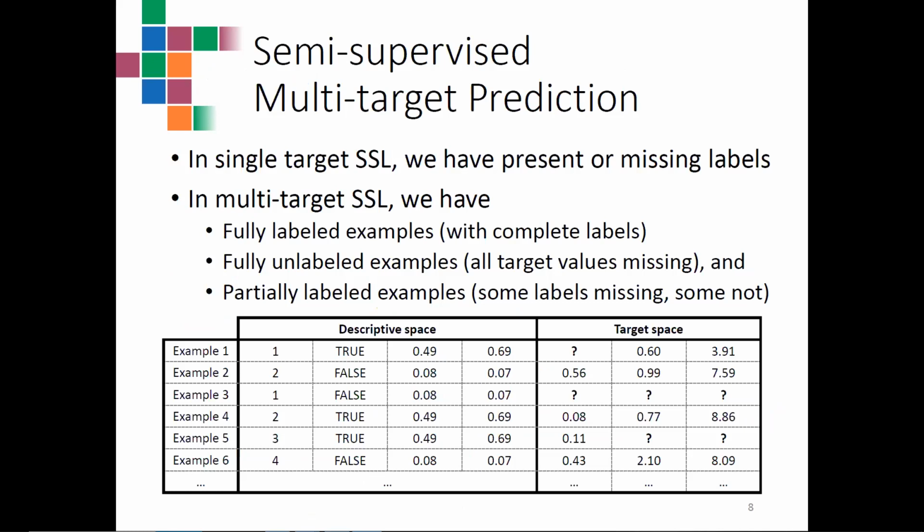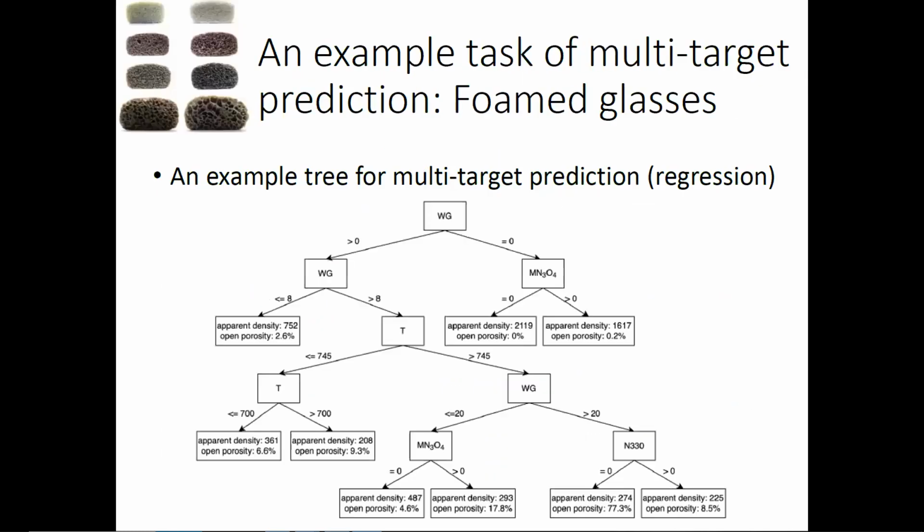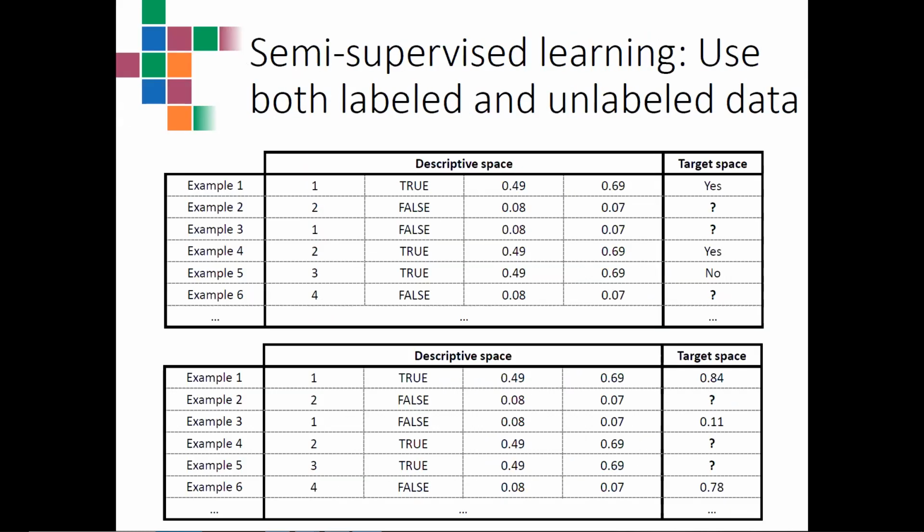Of course, I already mentioned earlier multi-target prediction and semi-supervised learning. So here we are operating at the intersection of these two paradigms, because we want to predict multiple properties simultaneously, and at the same time, we have some unlabeled examples. The table here at the bottom of the slide illustrates this notion, which is a bit more complicated in the multi-target case. In the single target case, for the target, it's either a question mark or a known label.